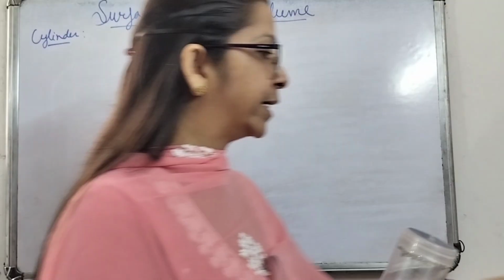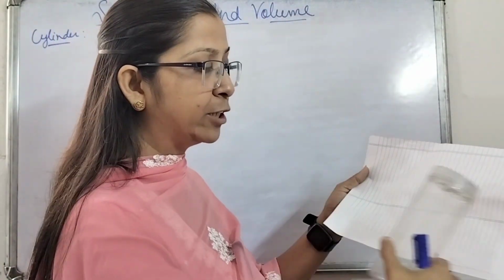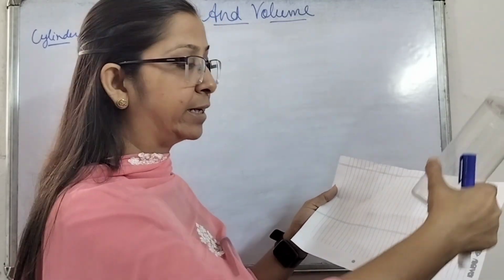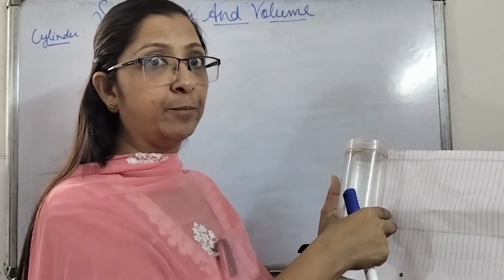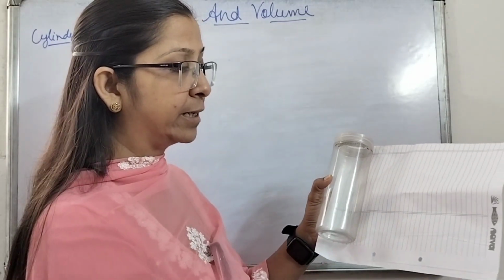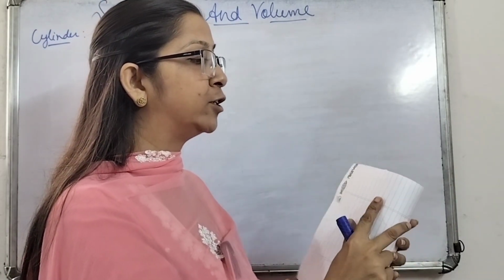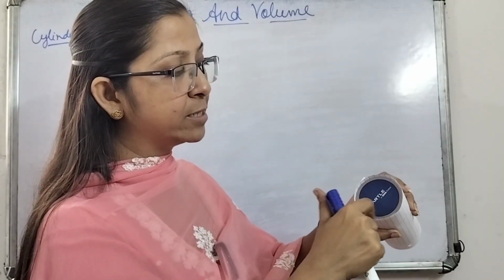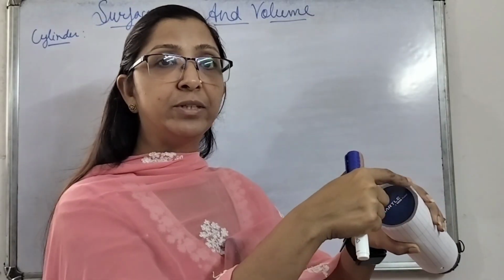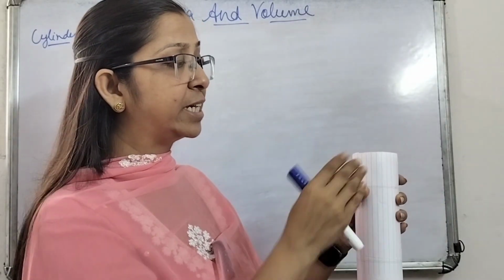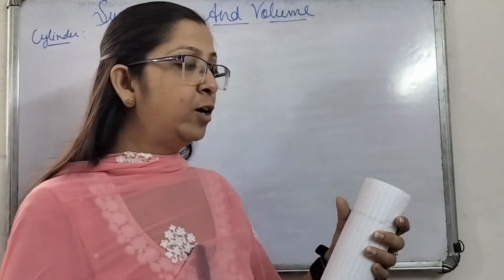See, if we take a rectangular page, this is the length of the rectangle and this is the width of the rectangle. If this width of the rectangle is equivalent to the height of this cylinder, and the length of this rectangle is equivalent to the circumference of this circle, the circle at the top and the bottom, then we can get the curved surface area of the cylinder.